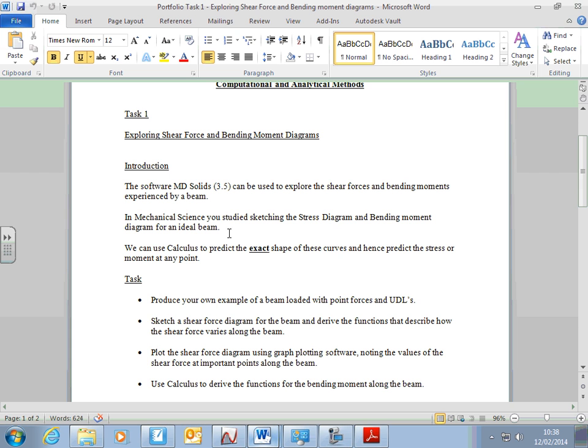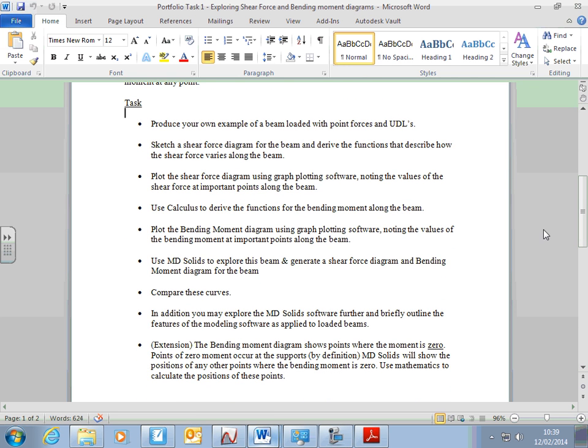We've already looked at the idea of stress diagrams and bending moment diagrams last year, so we're sort of using that really. And actually, as an extension, we can use calculus, and that's what we're going to do, to predict the exact shape of the curves, and hence predict the stress or moment at any point. So rather than, as we did last year, sketch what the thing looks like, we're now actually going to come up with a function that describes exactly what's going on. And below, the task is just set out in more detail, so it's absolutely clear what you've got to do.